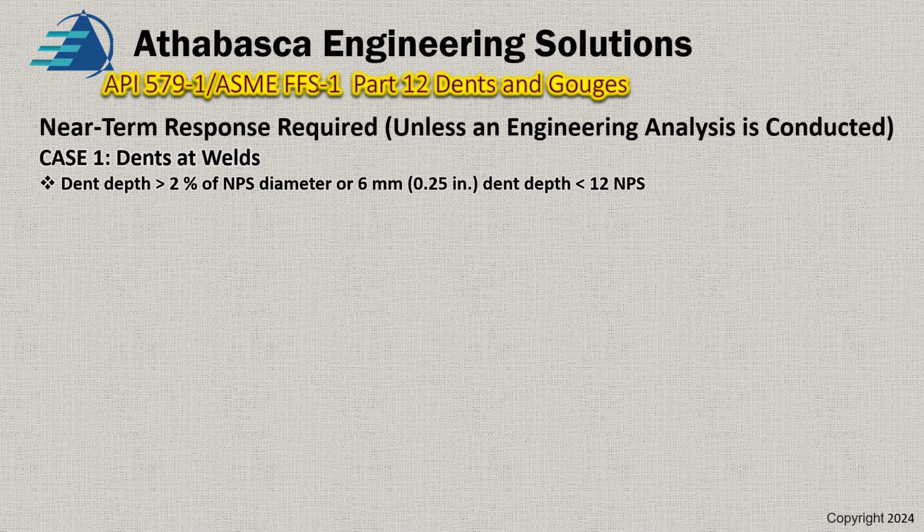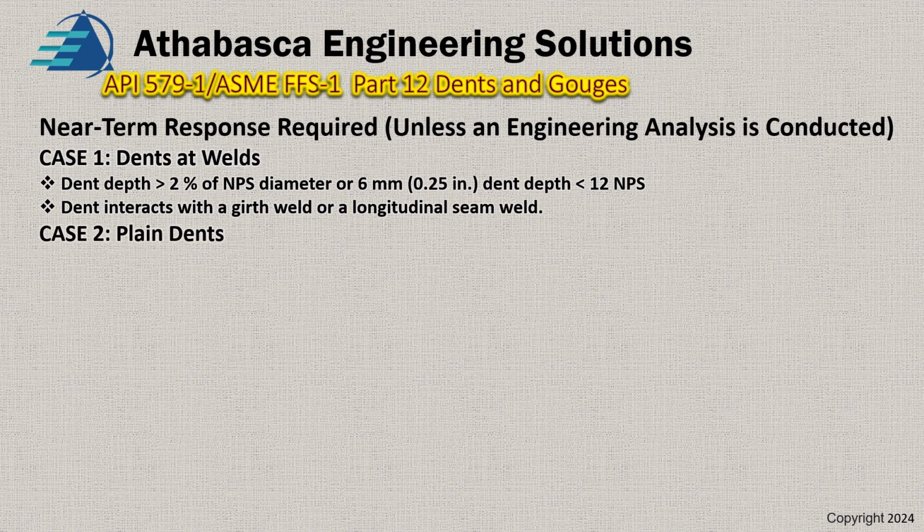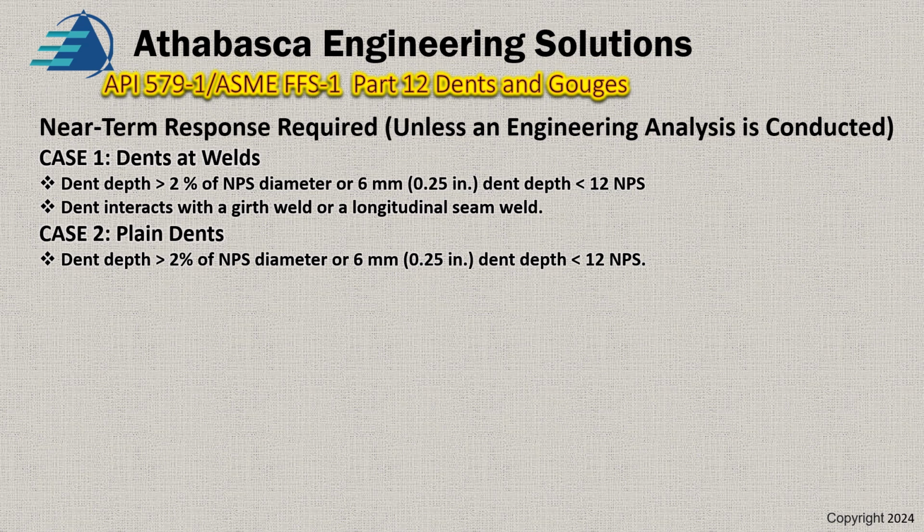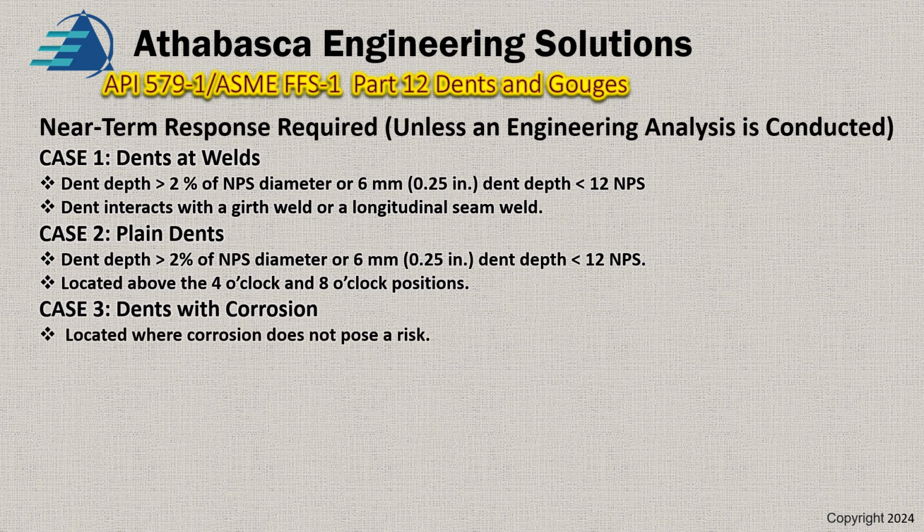So case one condition: the depth of the dent is greater than 2% of the NPS diameter, or a 1/4 inch dent depth if the pipe is less than 12 inches NPS. The dent must interact with a girth or longitudinal weld seam. Secondly, the same condition about the depth of the dent, but in this case, it has to be located above the 4 and 8 o'clock positions on the top half of the pipe, the closest to the surface. Case 3, it's located where corrosion does not pose a leak.